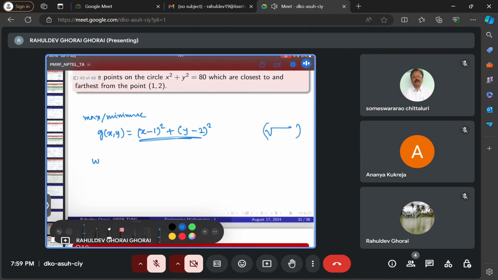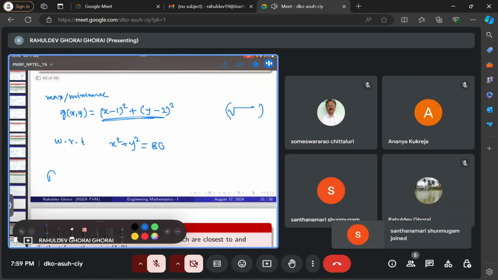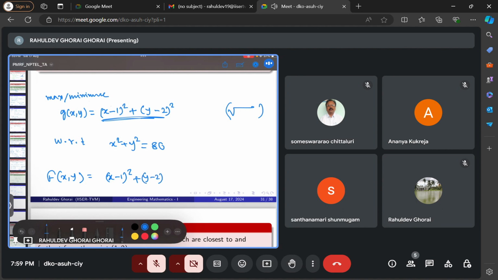So with respect to x square plus y square is equal to 8, you consider the function f x y. Any question? F of x y will be (x minus 1) whole square plus (y minus 2) whole square plus lambda times (x square plus y square minus 8).